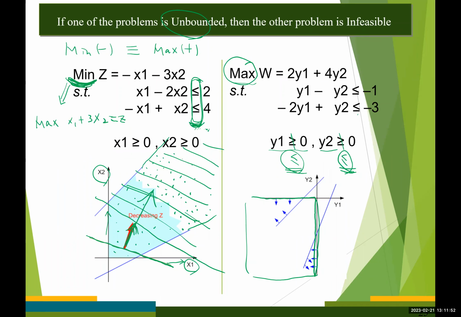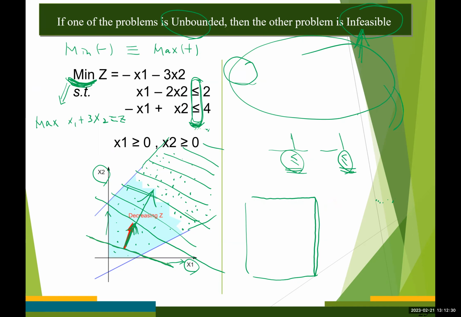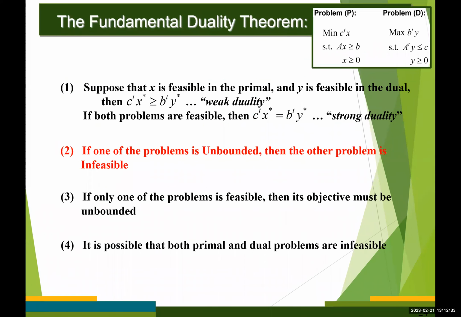And you know what? These two dual constraints are never in agreement in this third quadrant. So actually this dual problem has no feasible region, which means that this dual problem has no feasible solution. Okay, so this case is infeasible. And that's the second case of this fundamental duality theorem.